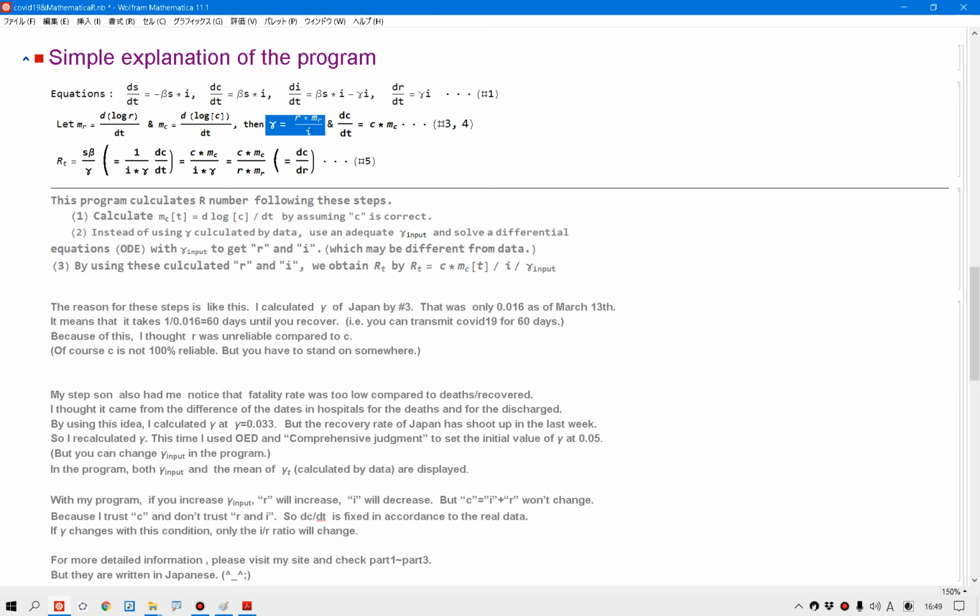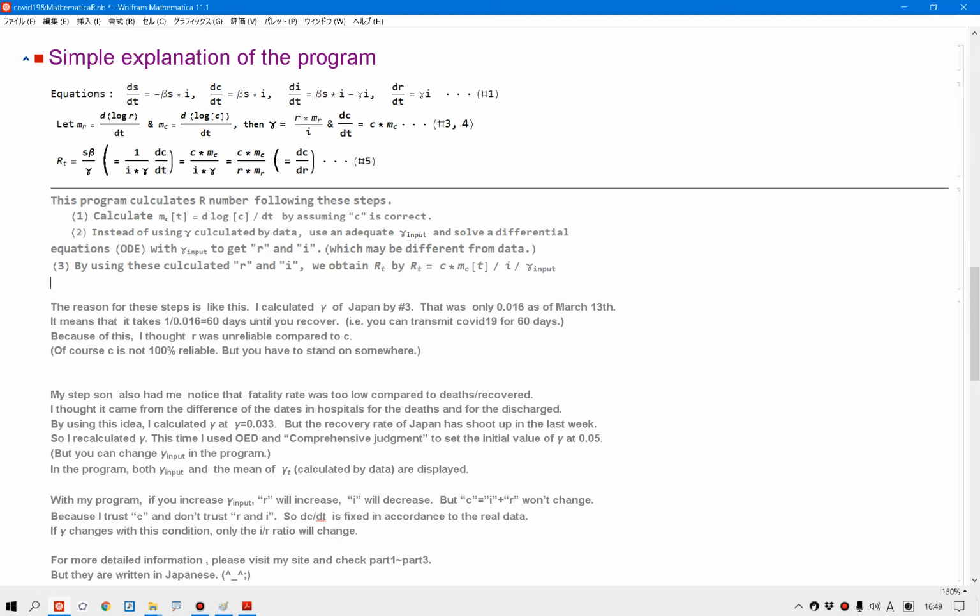And if you give gamma, now you can solve the differential equation. So you can get S, I, R, the third step. By using the S, I, R obtained by solving the equation, you can calculate Rt by this formula.